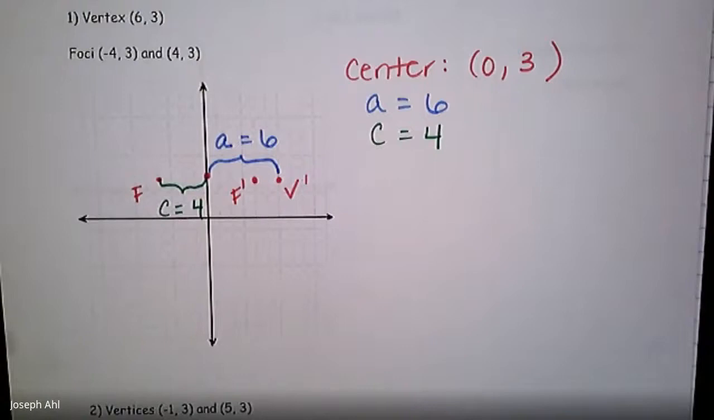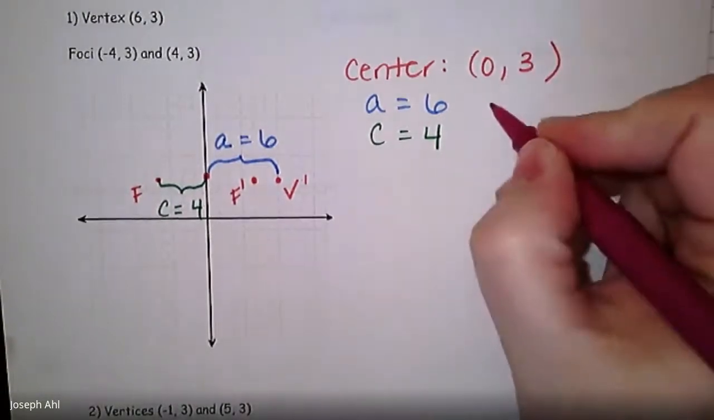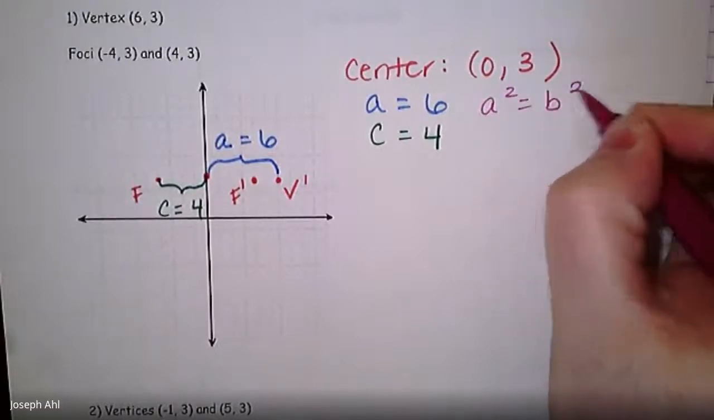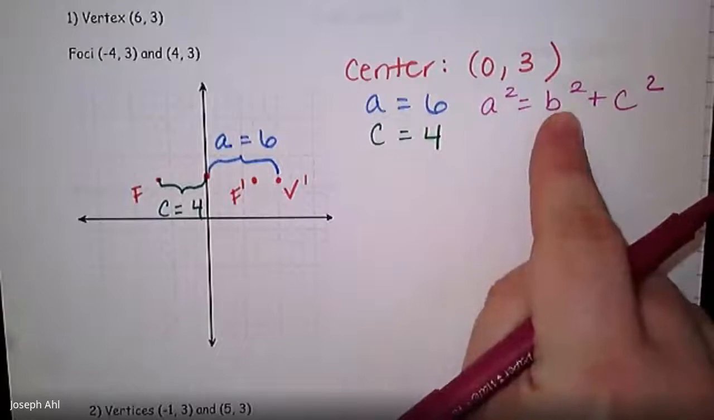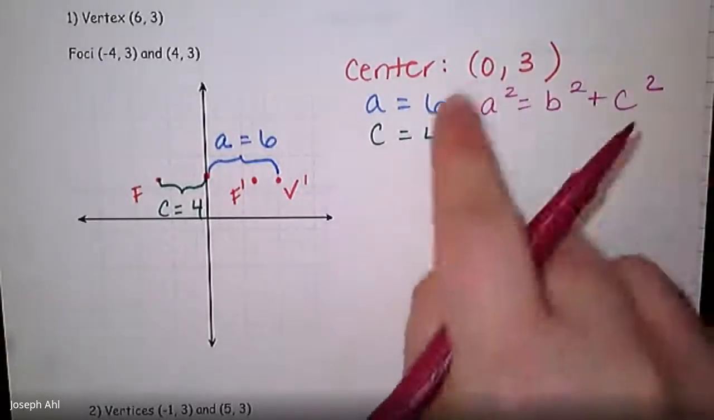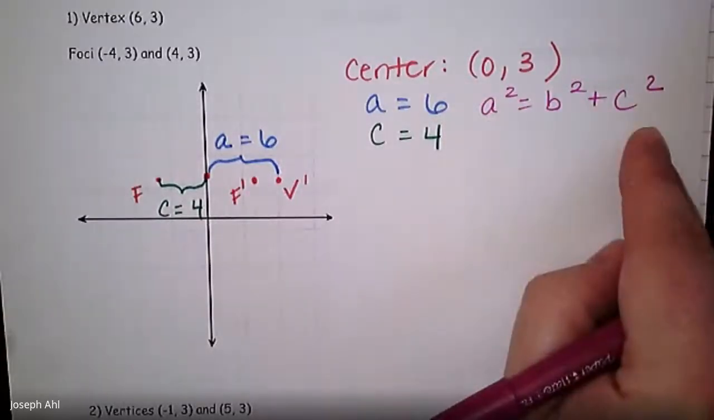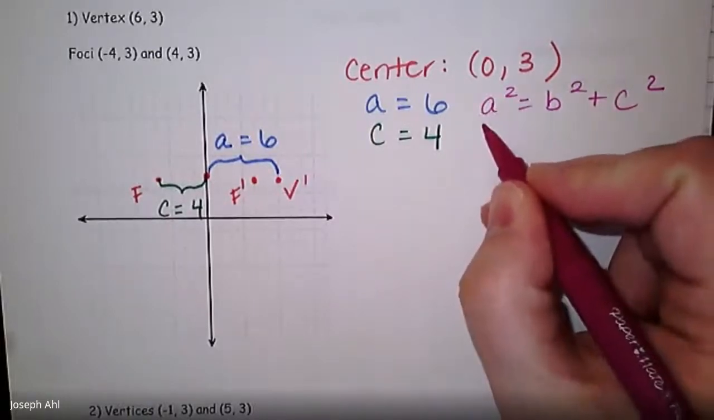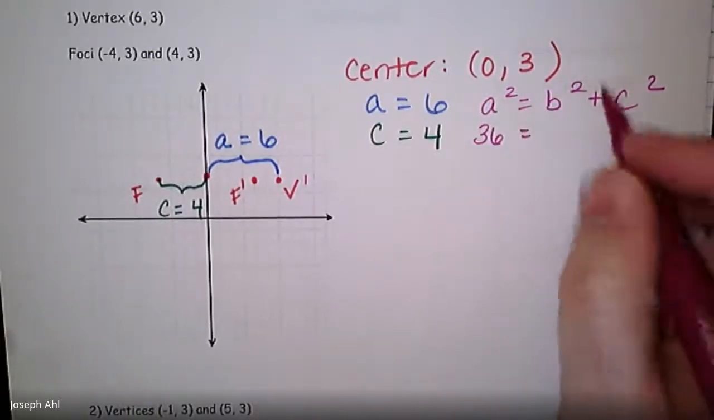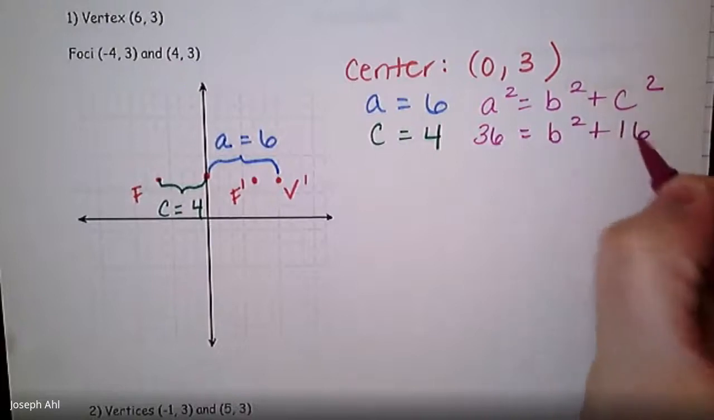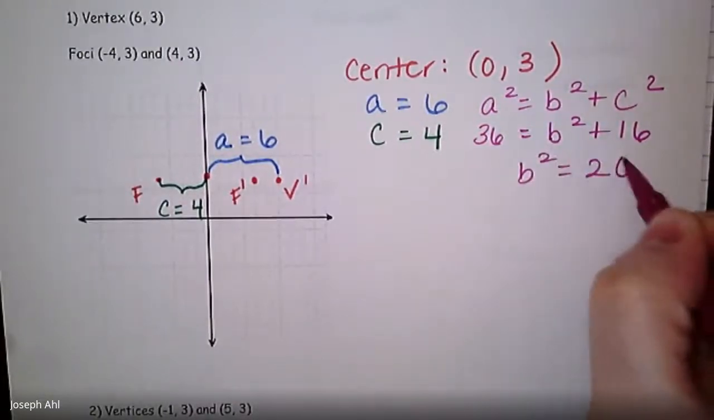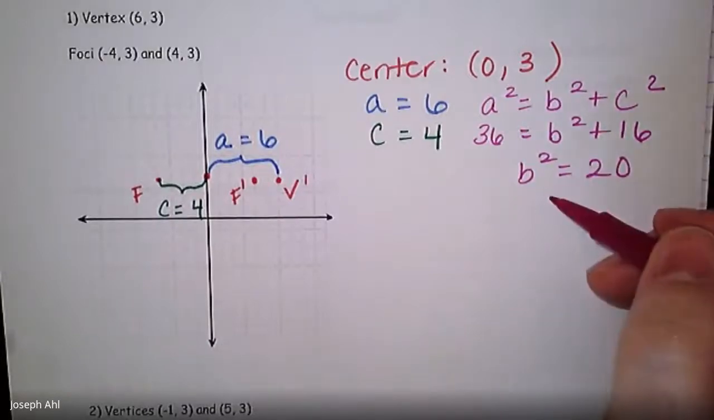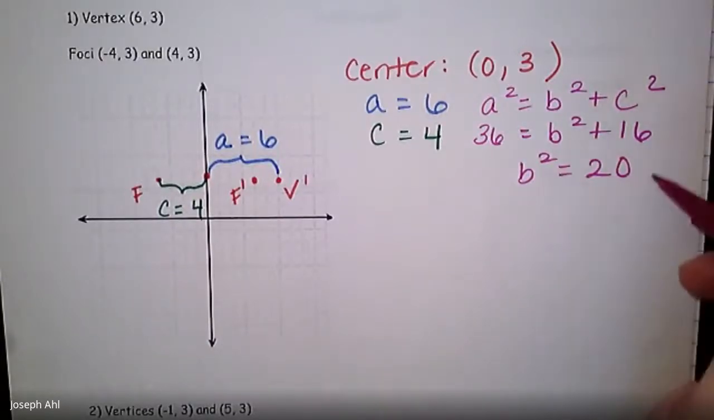So I know a, I know the length of c. Man, I really wish I knew a way to get the value of b. Oh, wait, we know this to be true: a squared equals b squared plus c squared. So when in doubt, if you don't know a or b, you're going to use this Pythagorean relationship that exists in an ellipse, and plug in what we know. So this is going to be a 36 here, right? 6 squared equals b squared plus 16. Subtract the 16 over to get b squared equals 20. Now I realize that means that b equals the square root of 20.